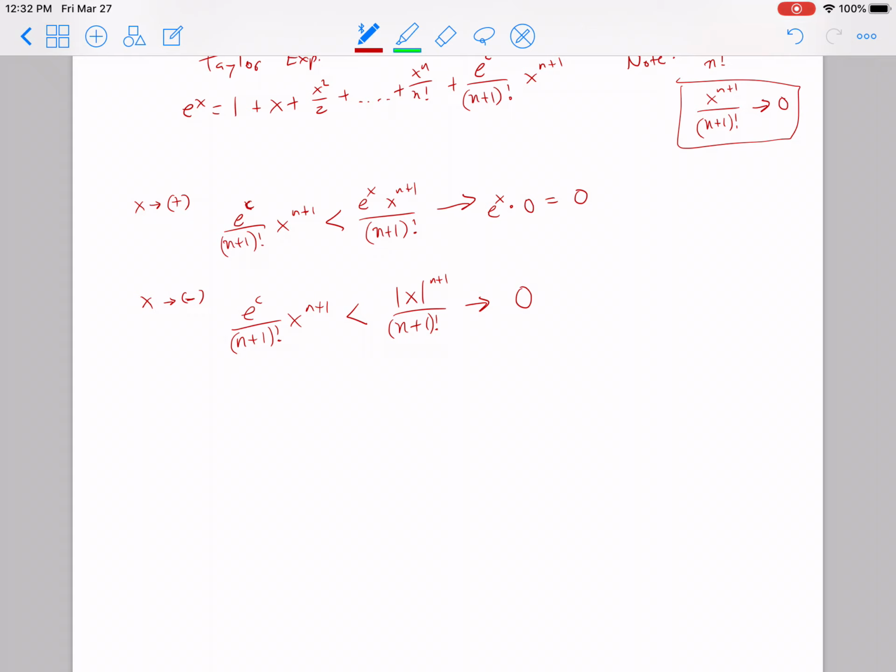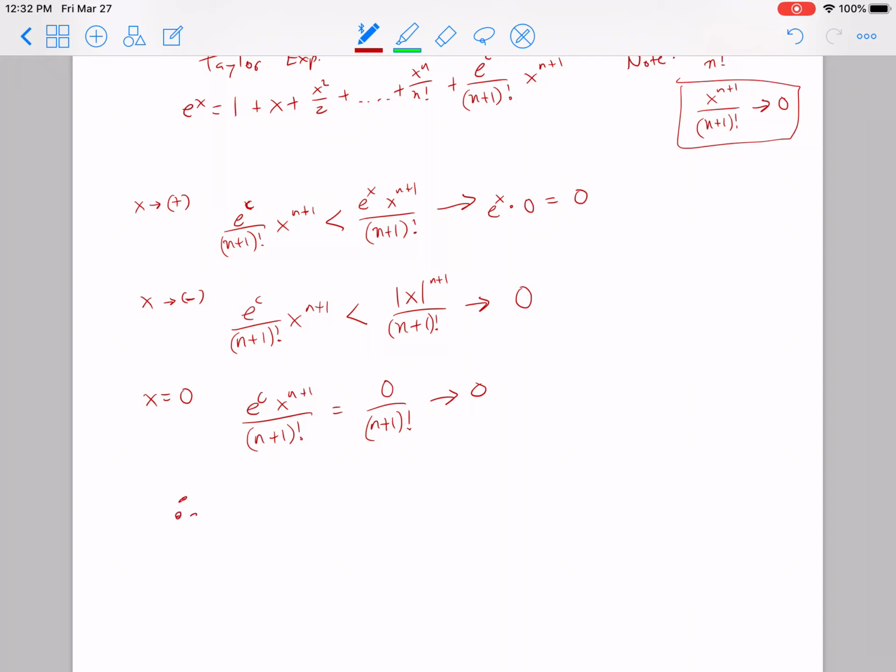And at x equals 0, x is actually 0, it's not positive or negative, then e to the c times x to the n plus 1 over n plus 1 factorial is going to equal 0, because x is 0, over n plus 1 factorial, and that goes to 0 as well. And so since they all go to 0, it goes to 0 for all of these x's.